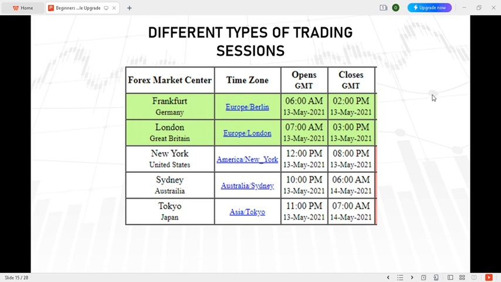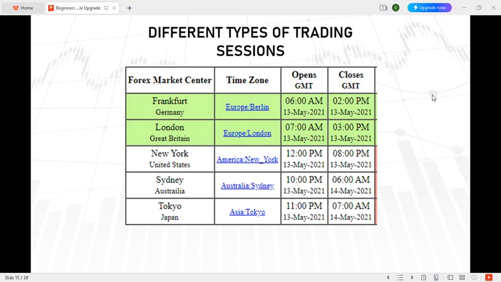I like to put them in three, but this diagram I have here puts more explanation in it. So I like to call them the London session, the New York session, and the Asian session. You can see it on the right: we have the Forex Market Centers. Frankfurt and London are under the London session, while the New York session stands alone. Then you have the Asian session, which is Australia and Sydney.